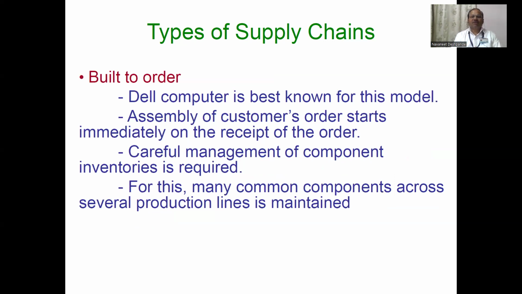Let's now further dive into another type of supply chain, which is known as build to order. Take an example of the Dell computer, which is best known for this model. Build to order is nothing but assembly of computers: order, parts, and assembly of all the units starts immediately upon receipt of the order from the customer. Careful management of the component and inventory is required. For this, many common components across the several production lines are maintained. So this calls for a lot of data and just-in-time procedures, in case it is required to build to order, so that the lag time is reduced.